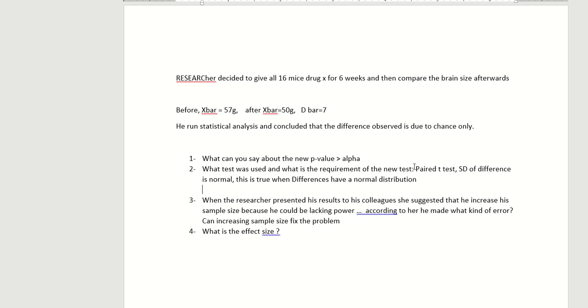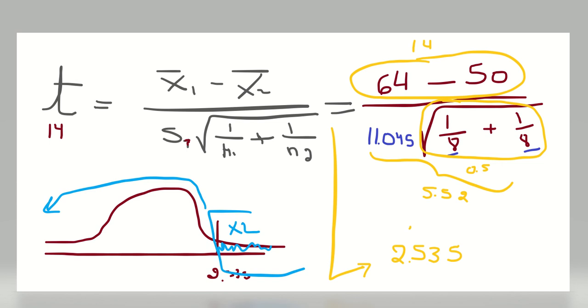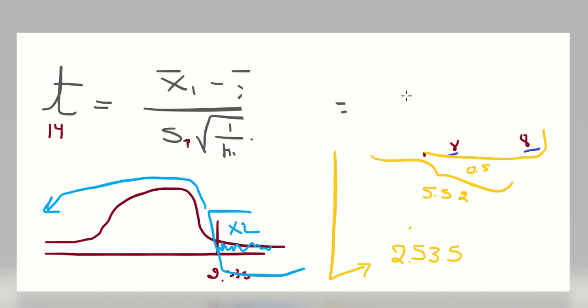Okay, question number 3. When the researcher presented his result to his colleague, she suggested that he increases his sample because he could be lacking power. According to her, he made what kind of error? And can increasing sample size fix the problem? All right, so let's think about what we are told and see if we can answer the question.